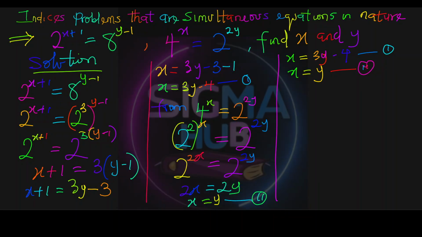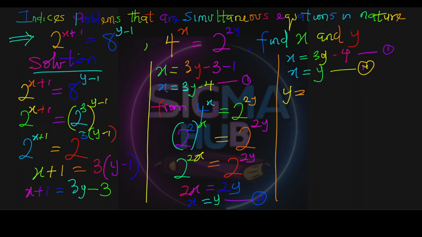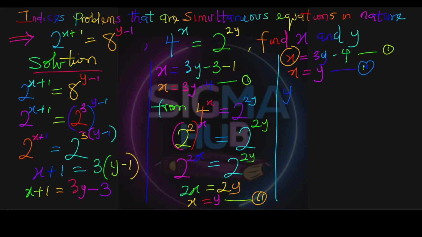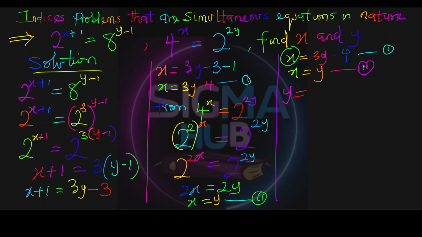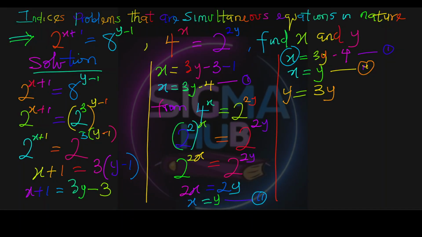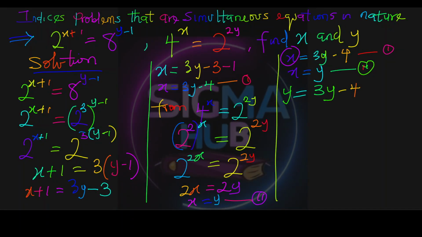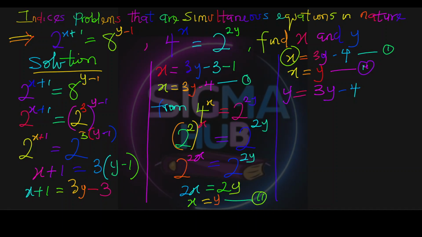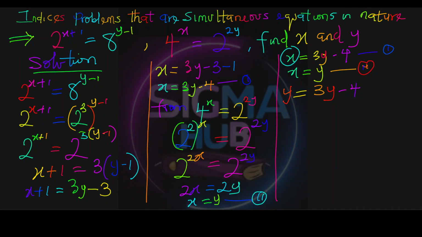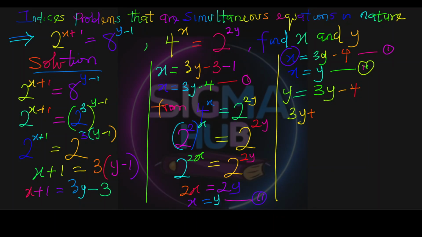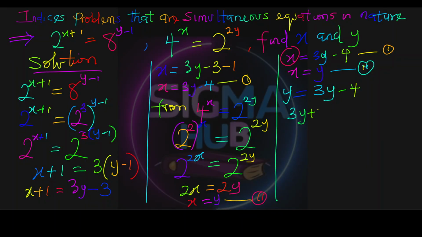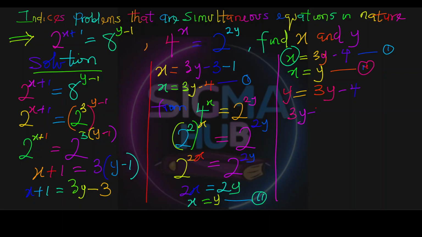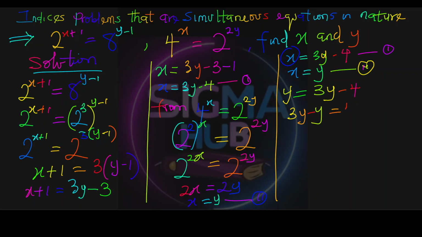Hence, we can say y equal to, since x is equal to y, I can replace the value of x here with y. So y equal to 3y minus 4. Then I can collect like terms. So collecting like terms, I'm going to be having 3y minus y, minus y rather, minus y equal to 4.